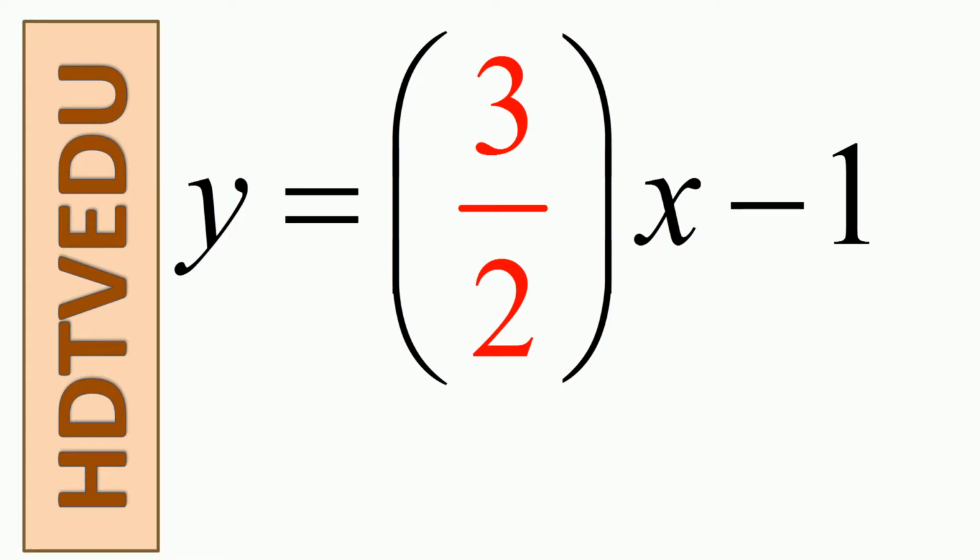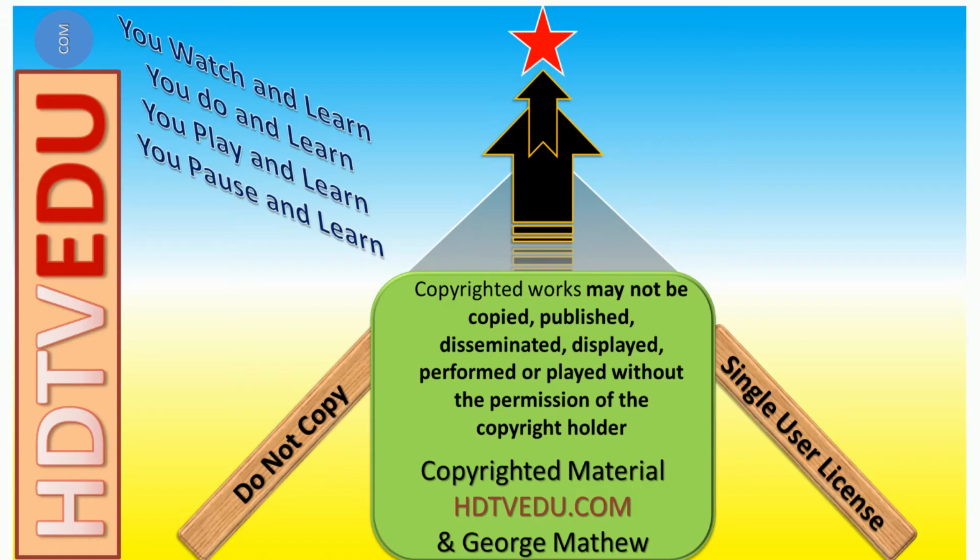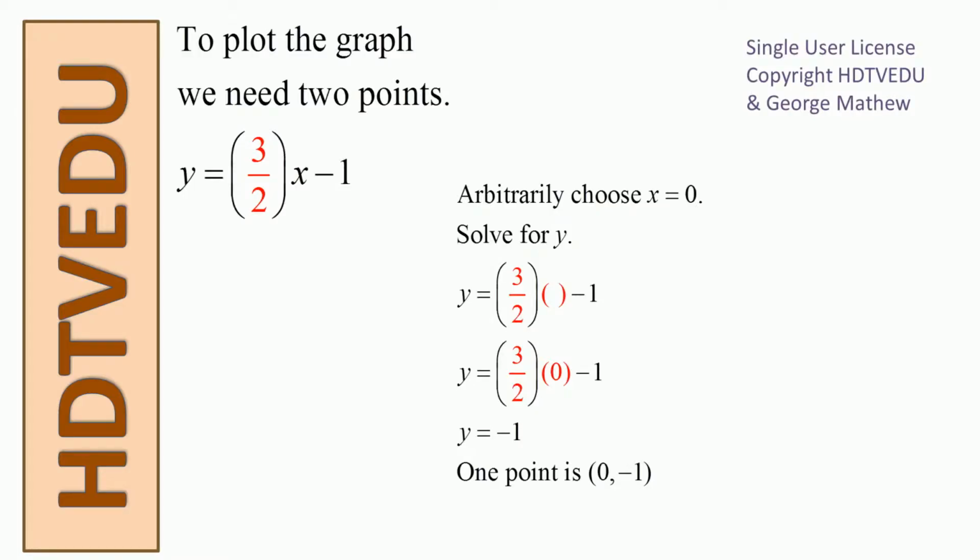y is equal to 3 over 2 x minus 1. Plot the graph of the line y is equal to 3 over 2 x minus 1. Determine the slope, what is the y-intercept, and what is the x-intercept. To plot the graph, we need 2 points.